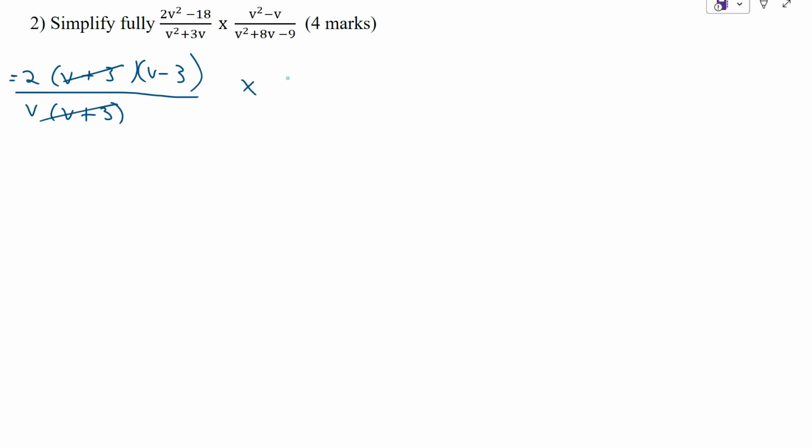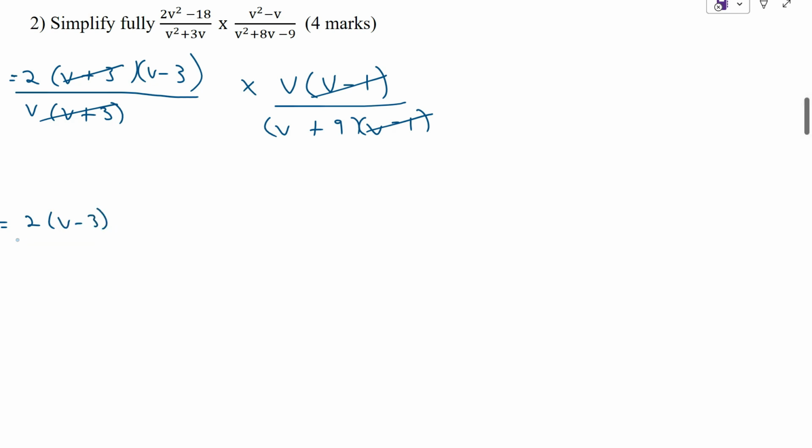We're going to multiply. So, factorizing v squared minus v, we take out the common factor v multiplied by v minus 1. If we factorize this denominator, we get v plus 9 times v minus 1. So again, these two cancel out, which leaves us with 2v minus 3 over v multiplied by v over v plus 9.